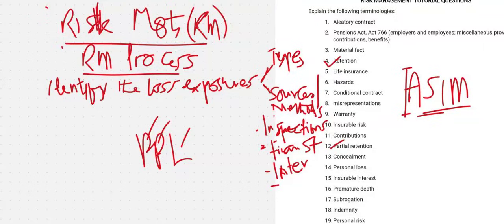Those are all sources or methods of what? Identifying the loss exposures. How do you identify the loss exposure? Through inspections, through the financial statement or balance sheet, or the profit and loss statement.